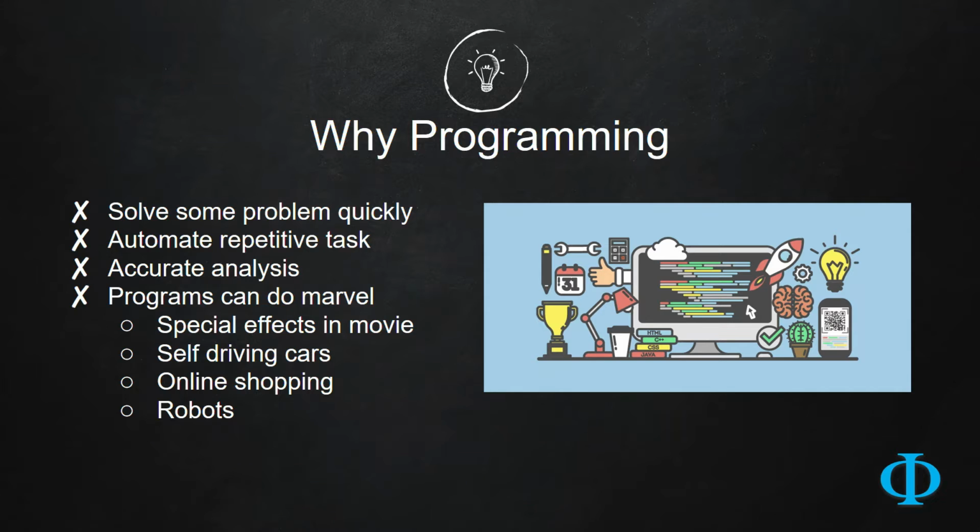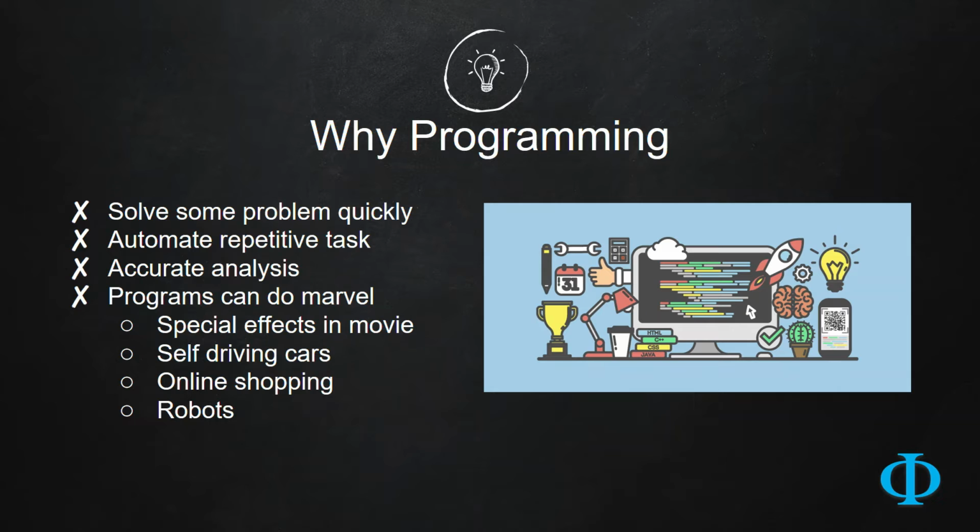So why do we need programming? In one word, we are living in the world of programming. Take any technological example from your life, and in the back end, there is some sort of programming. For example, programming can be used to solve some problem quickly. You can automate some repetitive work. You can also do some accurate data analysis by programming.